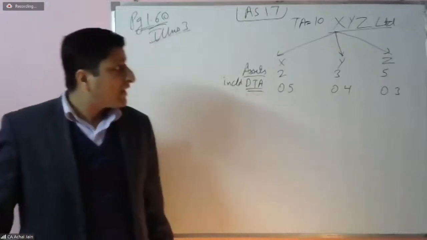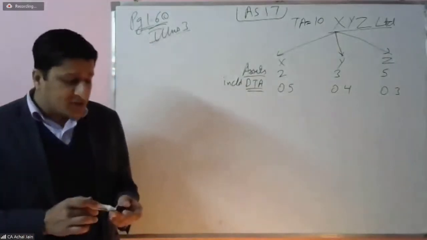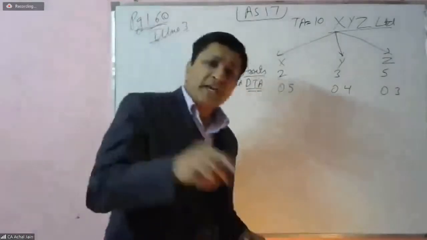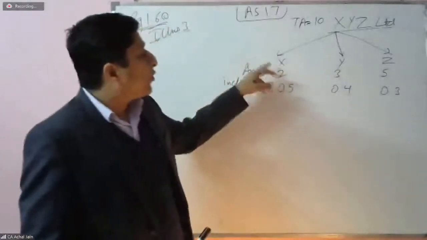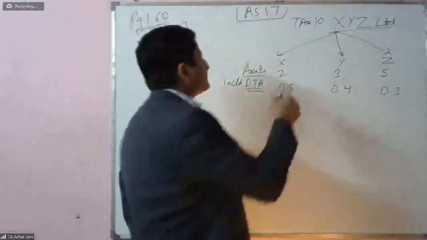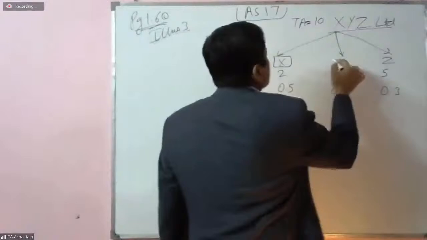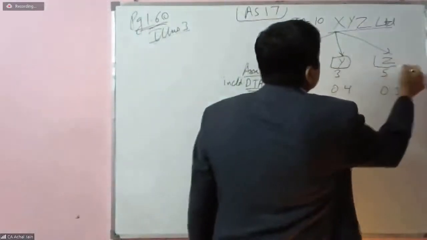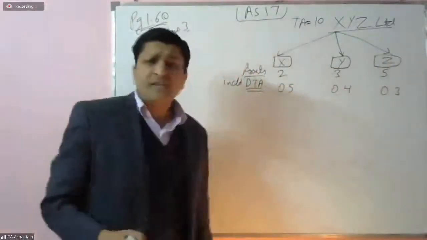So over here again, what do we need to check? We need to check whether all these 3 segments are reportable or not. And I think this is very, very simple.